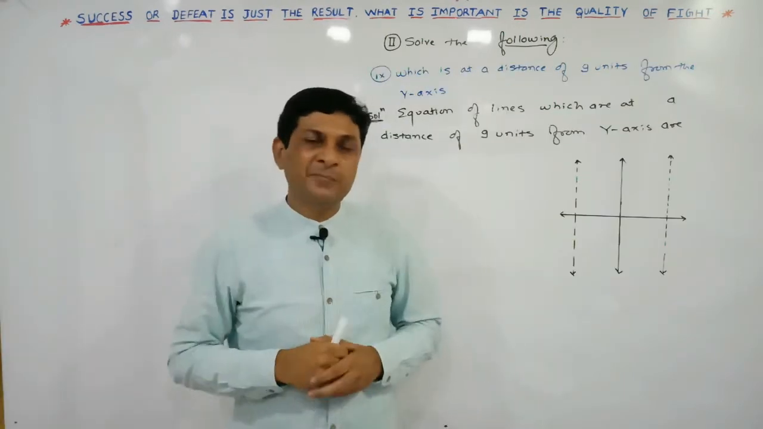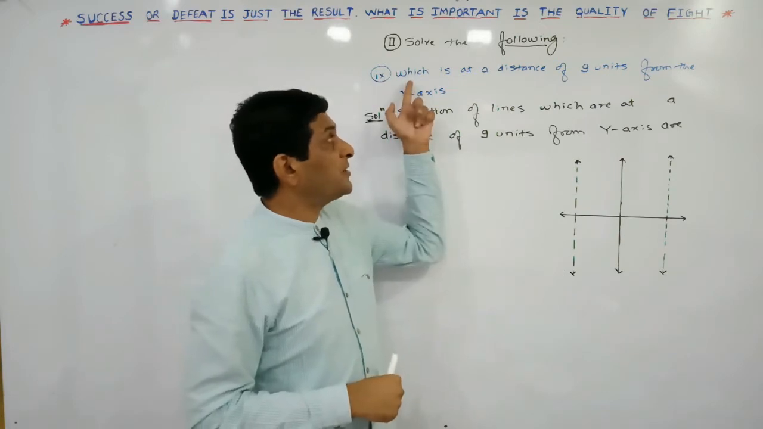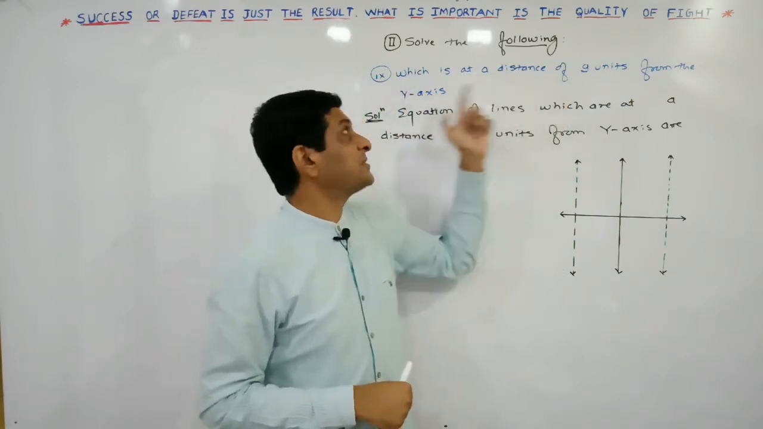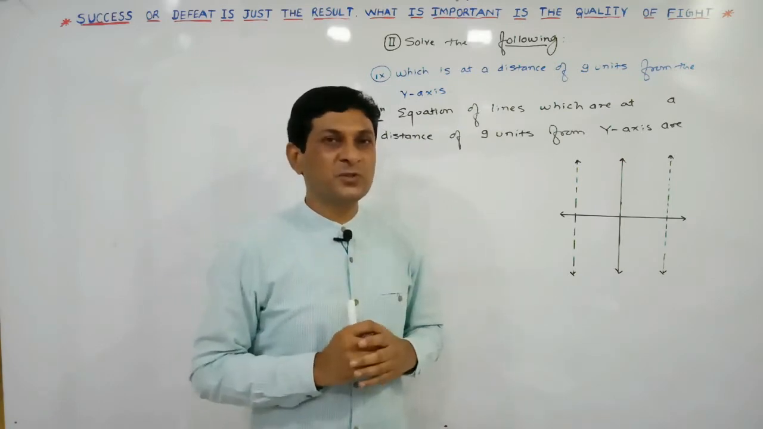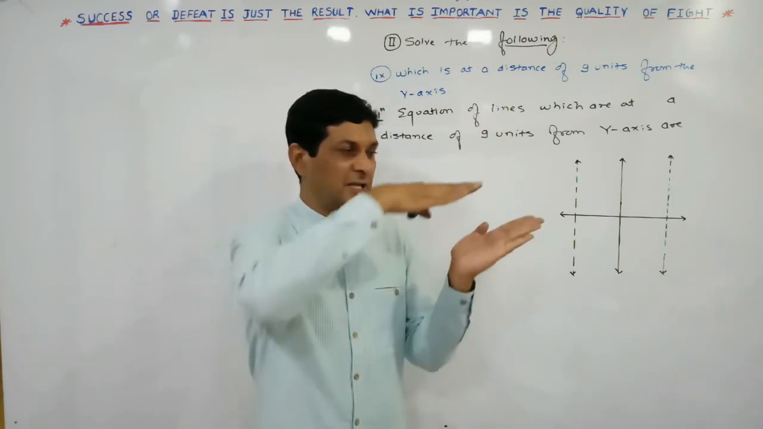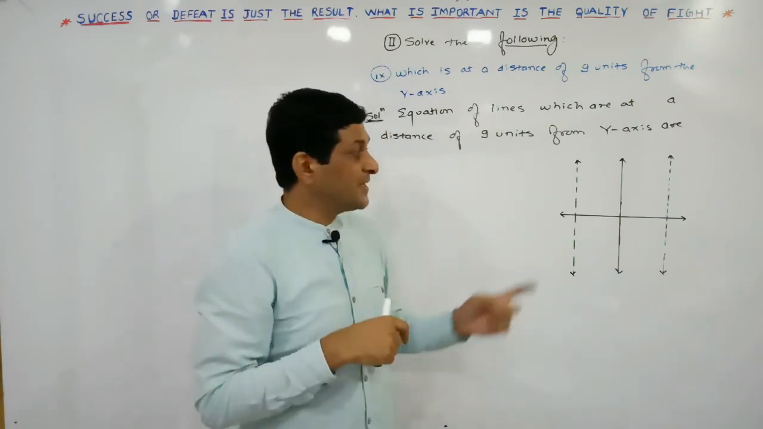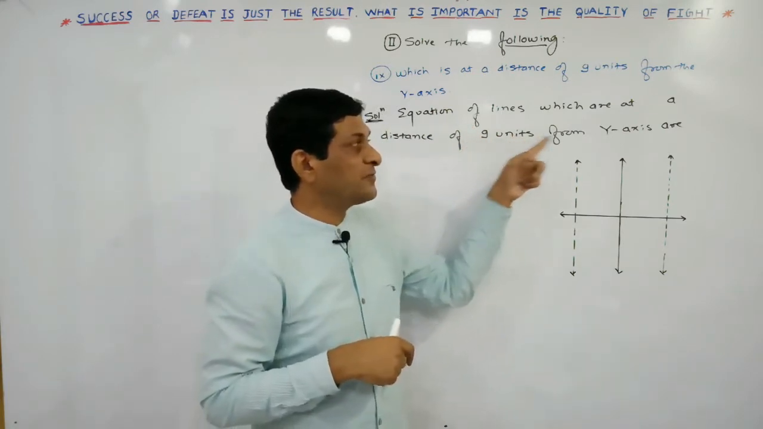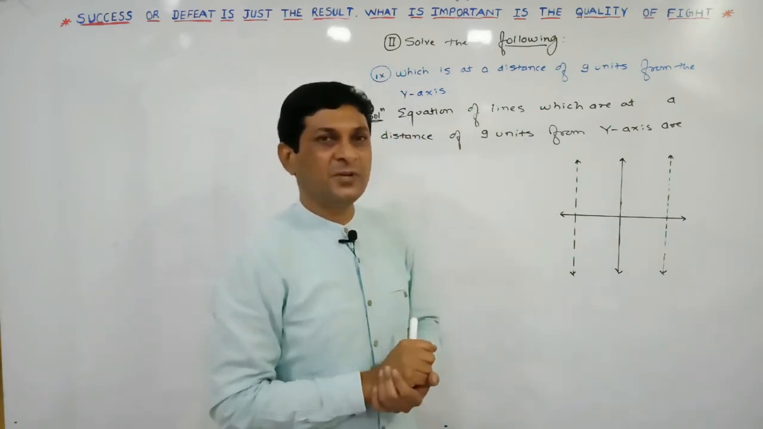Now see the example number 9. In this example we are finding joint equation of lines which are at a distance 9 unit from the y-axis. Whenever we are finding distance between two lines, at that time it is considerable that two lines are parallel to each other. Now first line is at a distance 9 unit from y-axis. And second line is also at a distance 9 unit from y-axis.